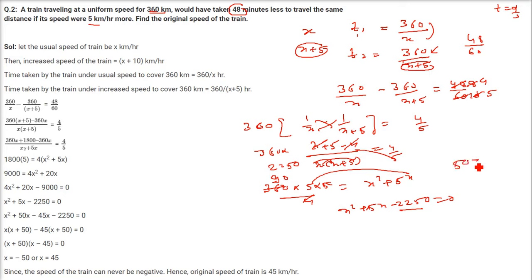Now 2250 can be written as 50 into 45, because 50 into 45 is 2250. So we are writing 5x as 50x minus 45x. Take x common here, x plus 50. Take minus 45 common here, x plus 50. So the factors will be x plus 50 and x minus 45. So this will give you x equal to minus 50. This will give you x equal to 45. We discard the negative value, and x equal to 45 we are going to take because this is the positive value, and this is the original speed of the train.